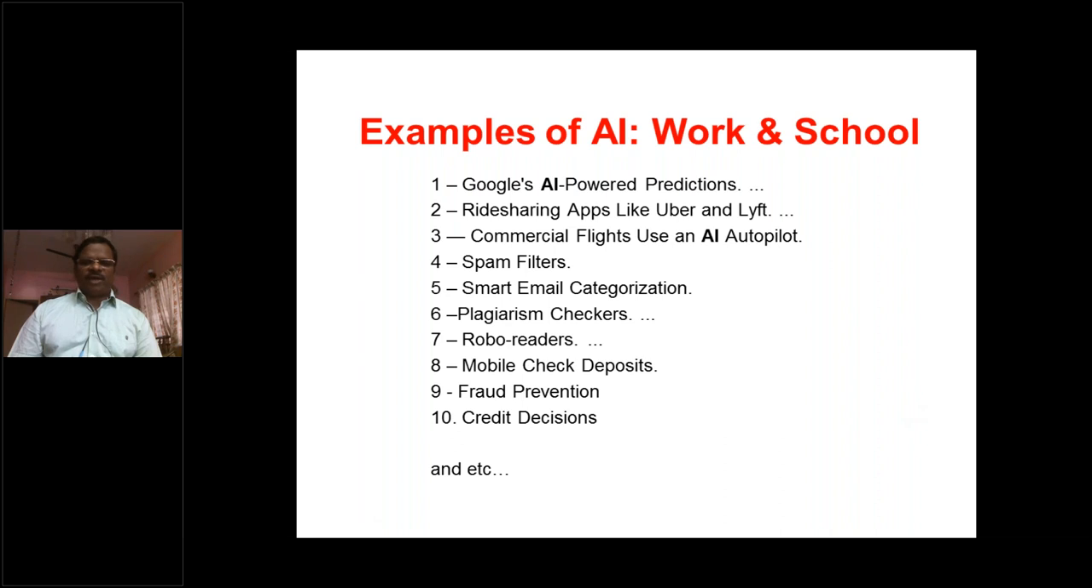Now, what are the examples of AI nowadays? The AI examples: work and schools. Google's AI powered predictions are carried out in the Google search engine itself, acting as AI oriented information extraction. Ride sharing apps like Uber and Ola use AI techniques. They act intelligently in order to connect you and get information from worldwide.